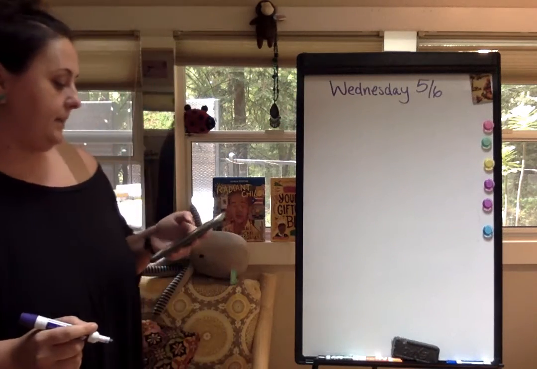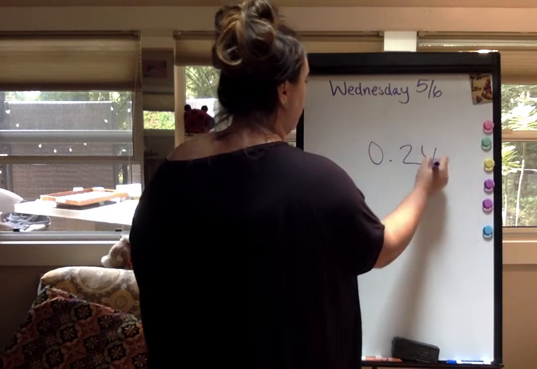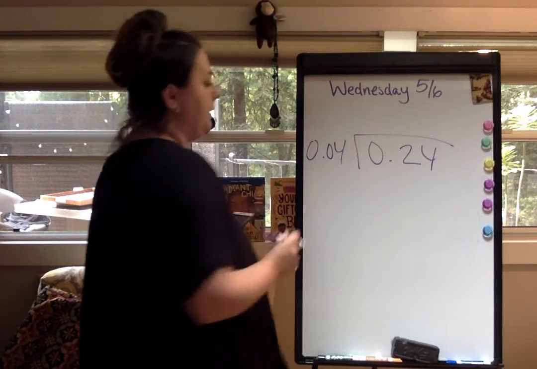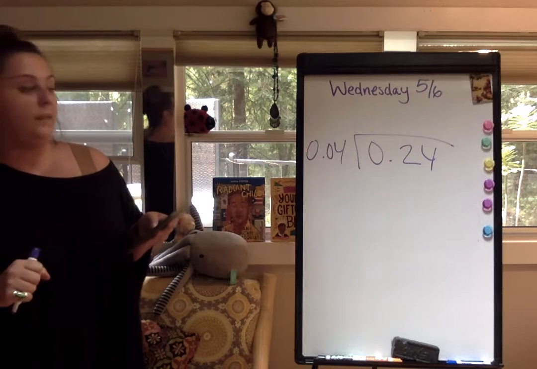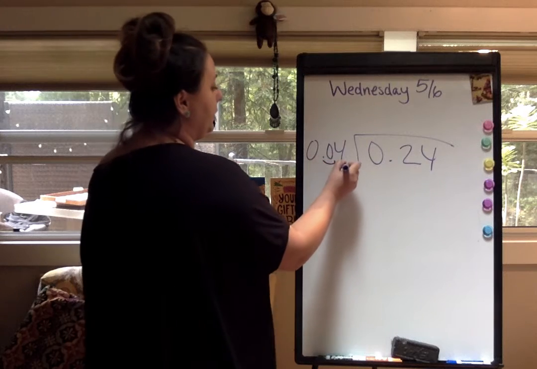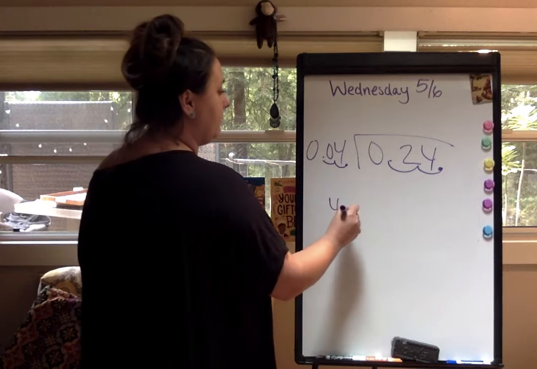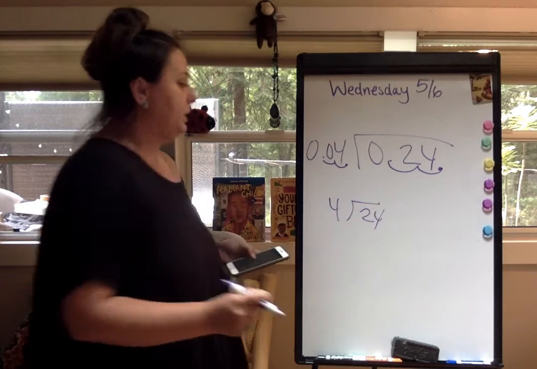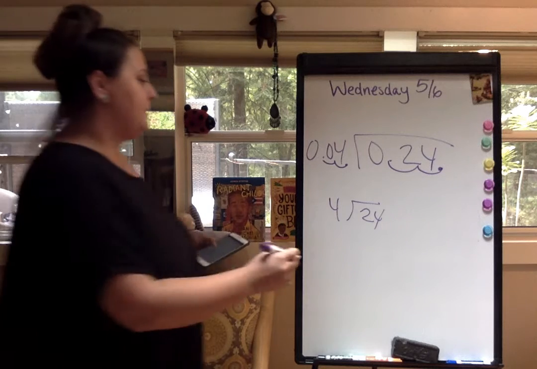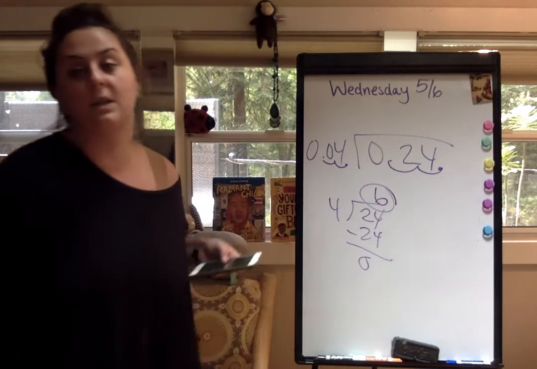Now, we're going to divide some decimals. So we've got 0.24 divided by 0.04. Now you know that you cannot have a decimal in your divisor. So you're going to come over the exact number of spaces. Drop the zeros. 4 goes into 24. How many times? 6 times. Easy peasy.